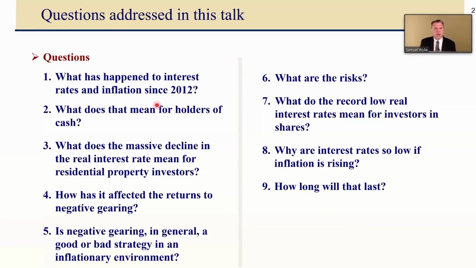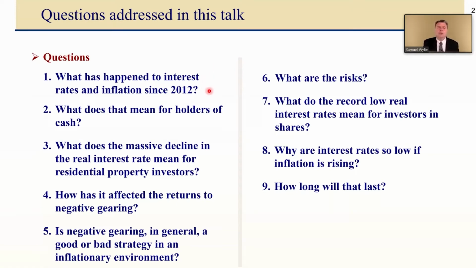So here's where we're going to go. What's happened to interest rates and inflation since 2012? That's the first thing we're going to talk about. And what we're going to see is that interest rates have come down tremendously, but inflation has actually gone up just recently in COVID-19. And that's had a very diminishing effect on real interest rates.